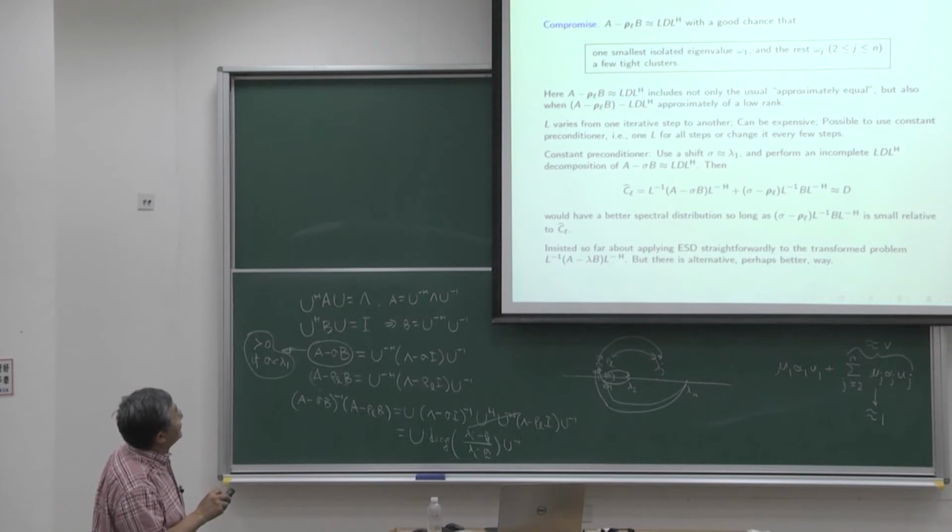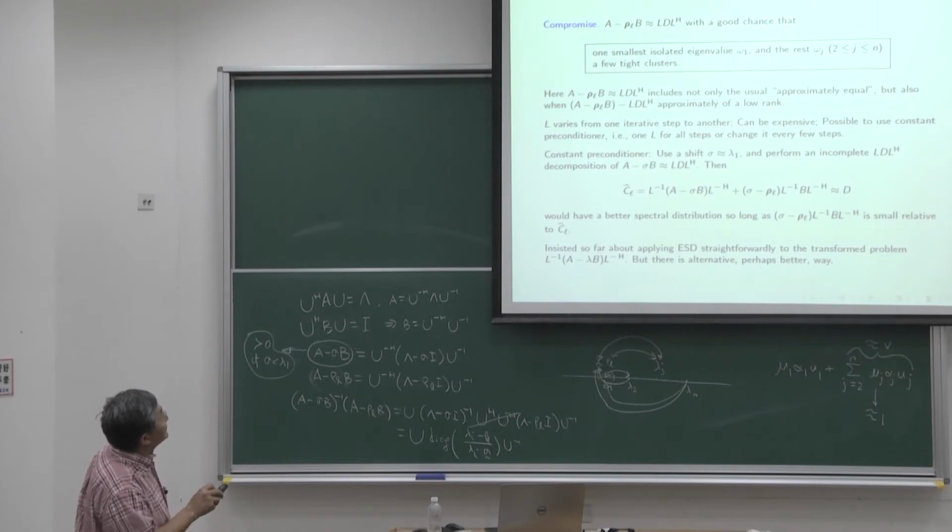So here, approximately equal has 2 meanings. Either it is approximately equal in the Euclidean sense, or it just has a low rank. The low rank happens again. So this is what we do.